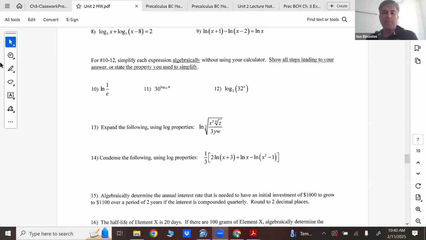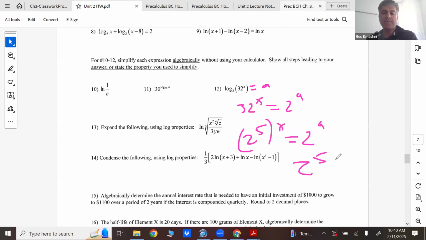So how would you go about doing number 12? Well, I would just set this equal to an arbitrary letter like a. So 32 to the x equals 2 to the a power. 32 equals 2 to the fifth power raised to the x. So 2 to the 5x equals 2 to the a. What's a going to equal?